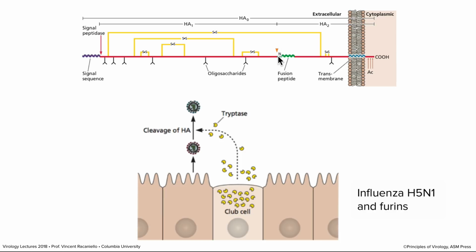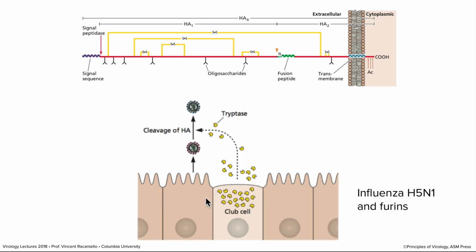The cleavage of this fusion peptide is a determinant of influenza virus tropism. And here that's illustrated on the bottom. Here we have influenza viruses being released from the epithelial cells lining the respiratory tract. As released, these viruses have uncleaved HA. That is, this fusion peptide is not exposed by cleavage at that orange arrowhead.